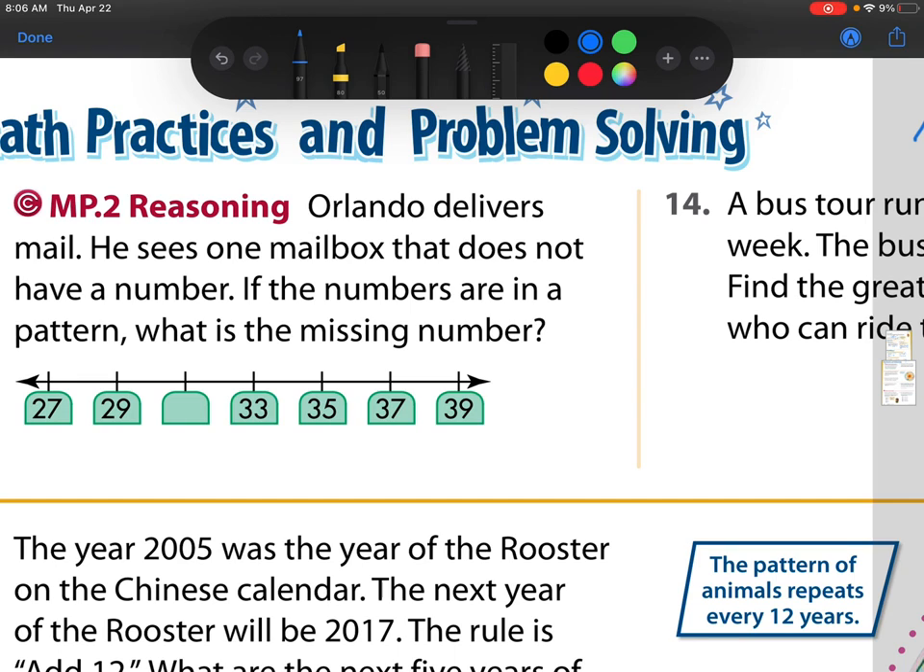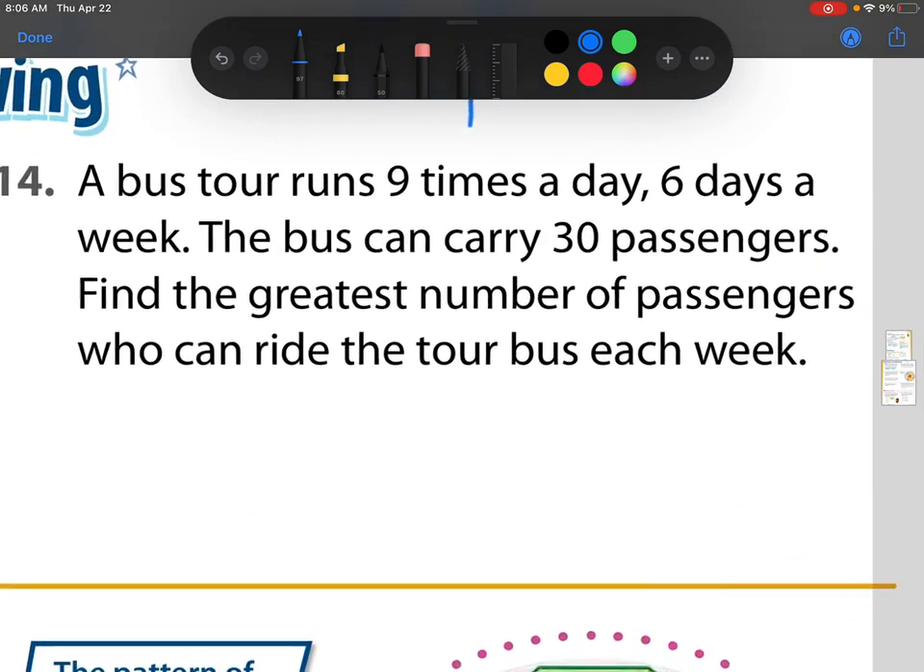Orlando delivers mail. He sees one mailbox that does not have a number. If the numbers are in a pattern, what is the missing number? Well, what pattern do I see here? Well, it looks like we're adding 2 each time. So let's start at our number right before the missing number and head on over. So 29 plus 2, our number is 31. Doesn't ask for an explanation, so we can head on to the next one.